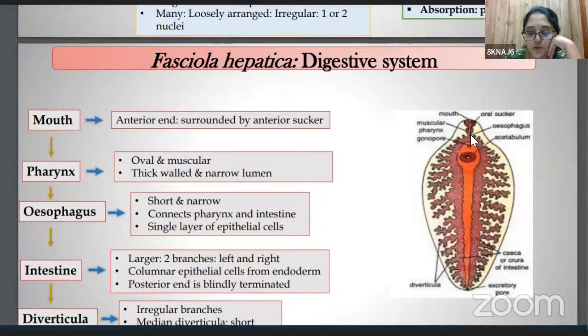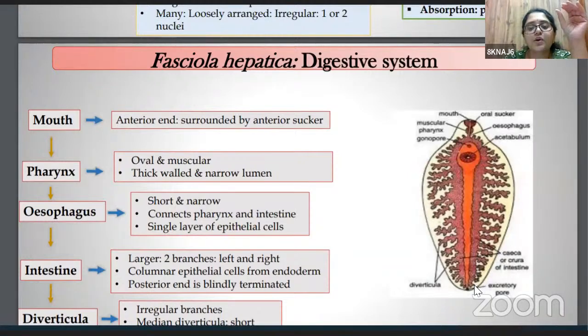Again, you have the mouth at the anterior end, the oral sucker, and the ovoid pharynx having a small narrow lumen. This has the radial muscles with the pharyngeal glands. It opens into a thin-walled esophagus, lined by a single layer of epithelial cells. Finally, you have the ceca or the diverticula of the intestines. And then you have the excretory pore. There is no anus, because of which this alimentary canal is incomplete.